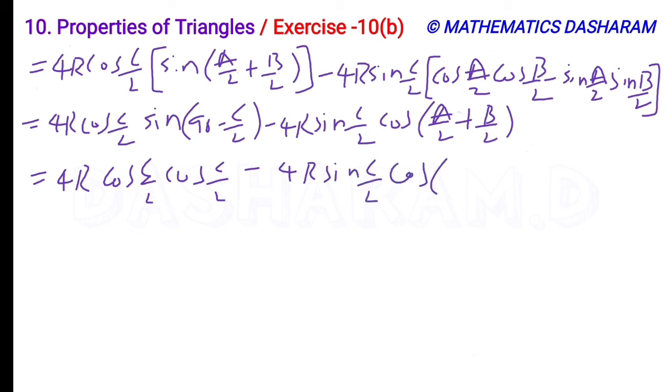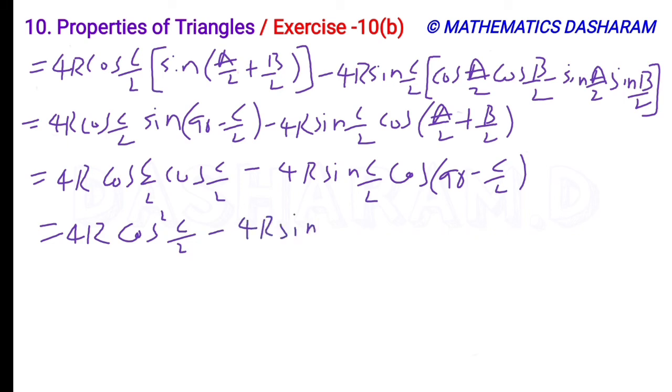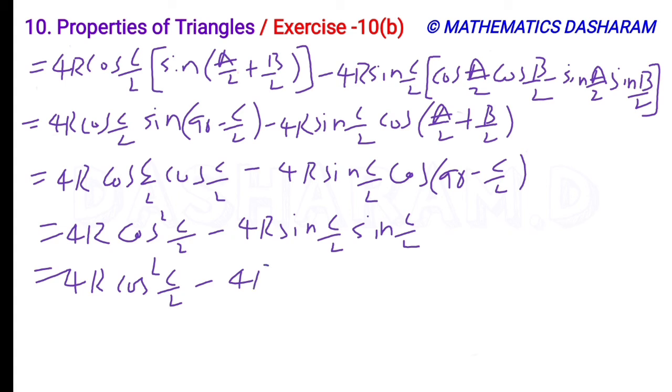So cos (A/2 + B/2) equals cos (90° − C/2). So 4R cos(C/2) into cos(C/2), cos²(C/2), minus 4R sin(C/2) into cos(90° − θ), which is sin θ, so sin(C/2). So 4R cos²(C/2) minus 4R sin²(C/2).